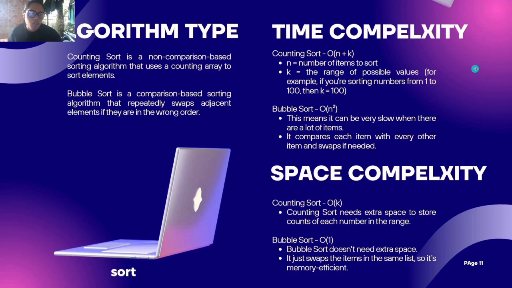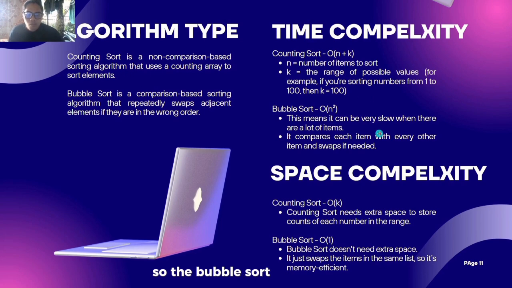Algorithm type. Counting sort is a non-comparison based sorting algorithm that uses a counting array to sort elements. So self-explanatory, that means it doesn't compare numbers to each other. Instead, it counts how many times each number appears, then arranges them using the counting array to sort the elements.